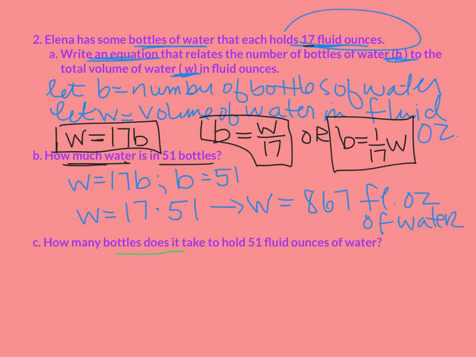And then the last part, how many bottles hold 51 fluid ounces? So for this particular problem, I'm looking at how many bottles, so I'm going to start out with that other equation that I wrote where B is equal to W divided by 17. I know that W is equal to 51. So therefore, B is equal to 51 divided by 17. Hopefully you know your times tables to get up to there, but if you don't, and you do 51 divided by 17, you'll find out that B is equal to 3, because 3 times 17 is 51. So that's 3 bottles of water.